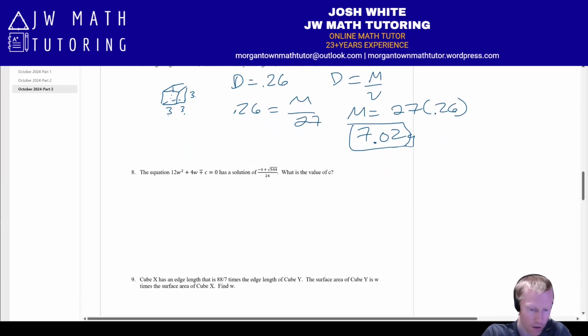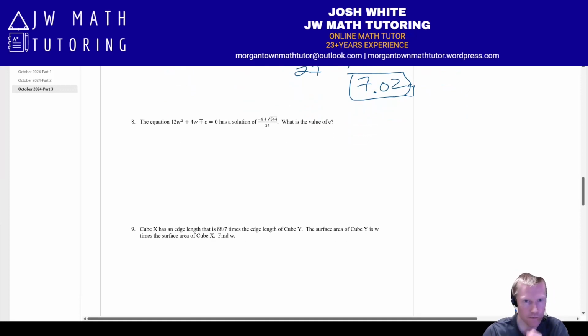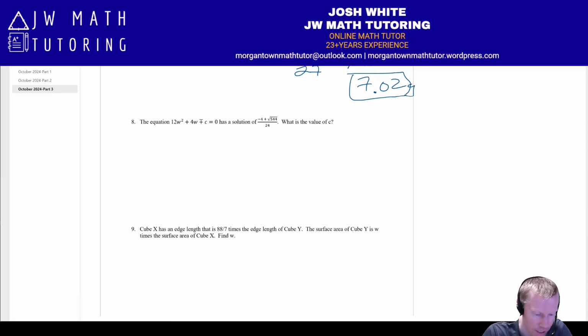All right. Let's look at the next question now, number 8. Here you're given, I don't know why that's not a plus there. I'll fix that on the actual downloadable worksheet, but that's just supposed to be plus C right here. So you're given a quadratic equation and you're told it has this solution, and they want to know the value of C.